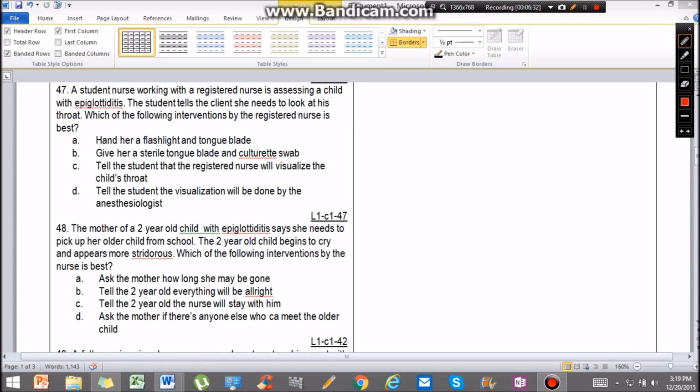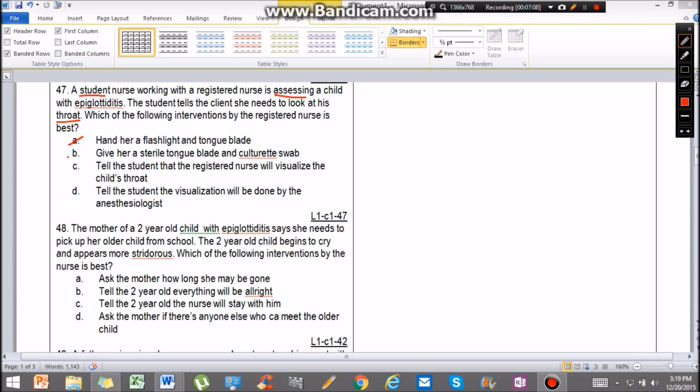Number 47. A student nurse working with a registered nurse is assessing a child with epiglottitis. The student tells the client she needs to look at his throat. Which of the following interventions by a registered nurse is best? So it says here that the student will check or assess the throat of the client. What should be the intervention of the nurse? A. Hand her a flashlight and tongue blade. B. Give her a sterile tongue blade and a Pulsurette swab. C. Tell the student that the registered nurse will visualize the child's throat. Or D. Tell the student the visualization will be done by an anesthesiologist.